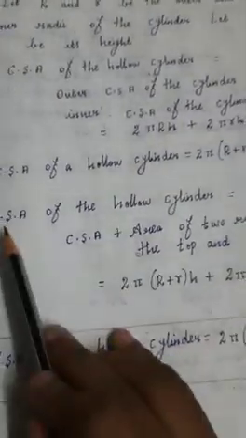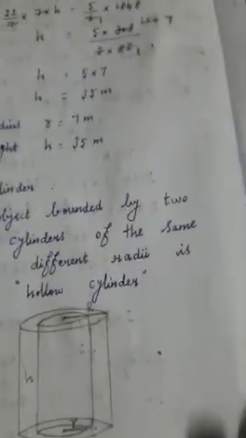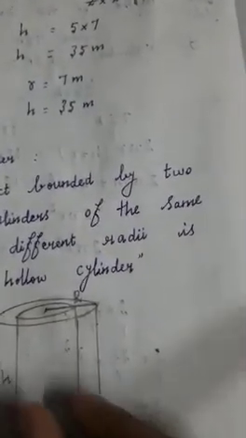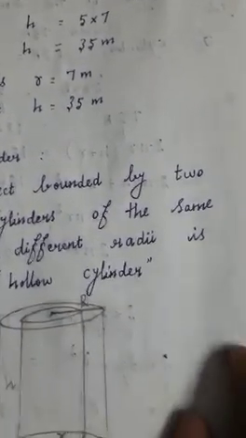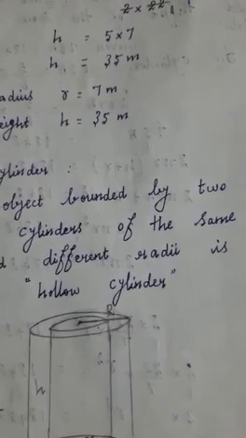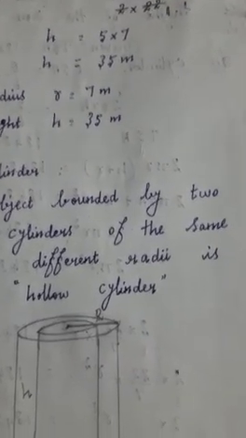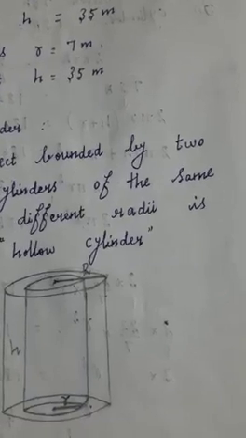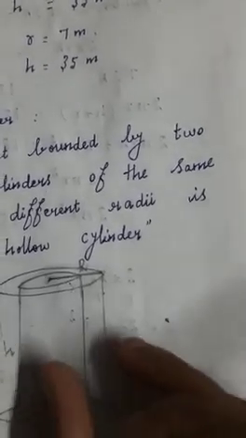Next we can see the TSA of the hollow cylinder. For the TSA of the hollow cylinder, you know the TSA of the right circular cylinder. If you are considering this one cylinder, what is the TSA? We have already seen the TSA formula for the right circular cylinder, 2 pi r into (h plus r). That is the formula. So now we can see. First make it clear.